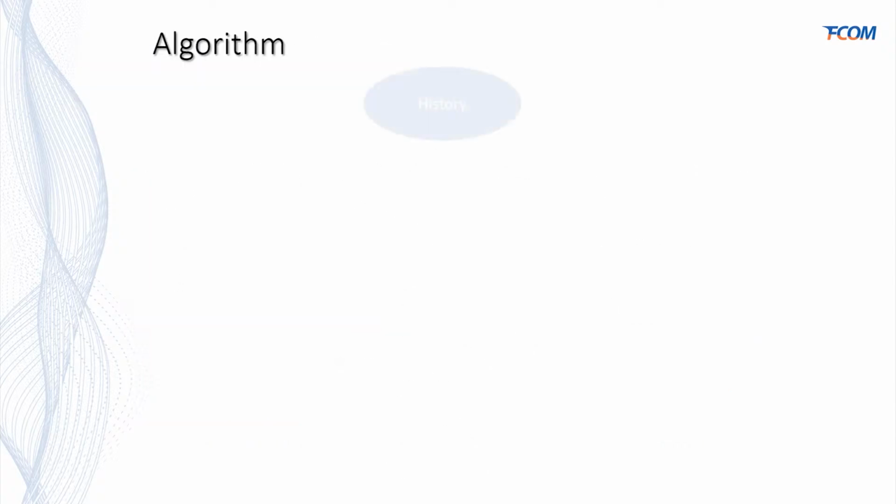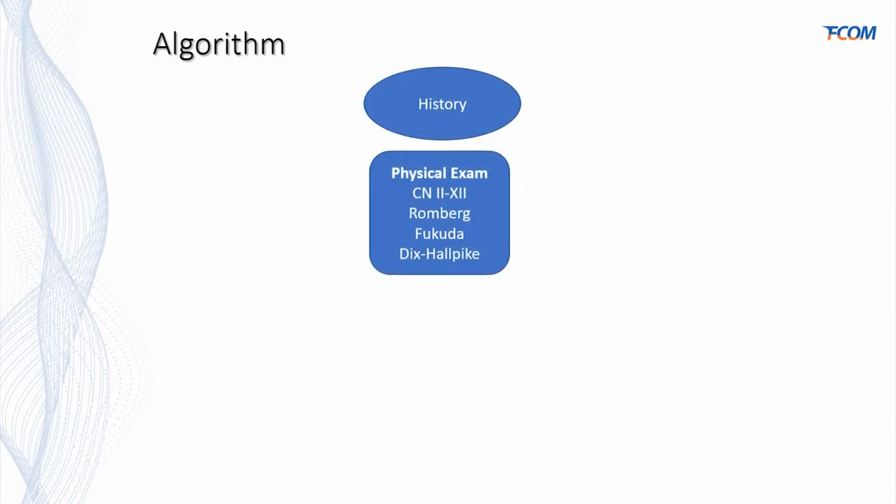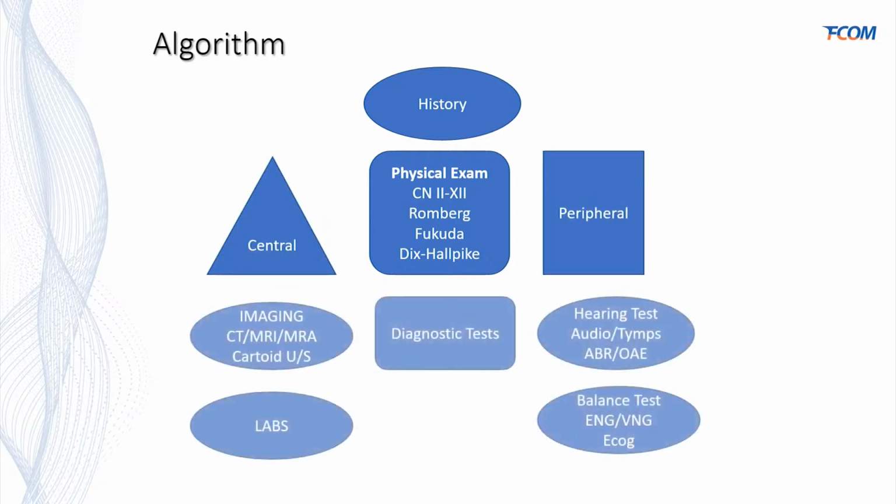Simple algorithm that I usually follow is history. How long have you had it? Is this a new process or an old process? On physical exam, are cranial nerves 2 through 12 grossly intact? Is Romberg positive or negative? Can you reproduce the symptoms with a Dix-Hallpike? If it's central, then what I would do is consider imaging to include an MRI versus an MRA, and some labs. If it's peripheral, a simple hearing test, checking for symmetry.